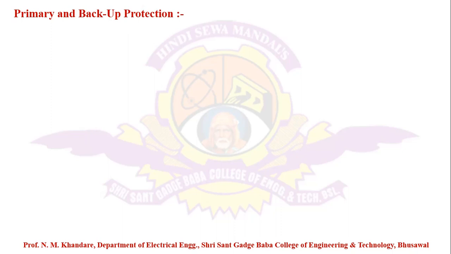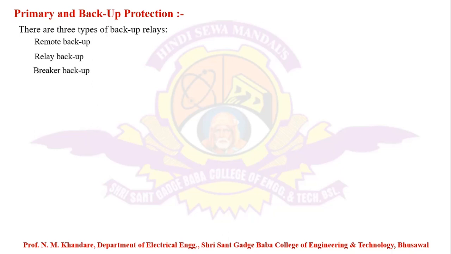So, for again ensuring the protection of the power system or the equipments, we are providing some backup protections also. There are three types of backup protections, namely, first is called the remote backup, second is called the relay backup, and third is called the breaker backup.